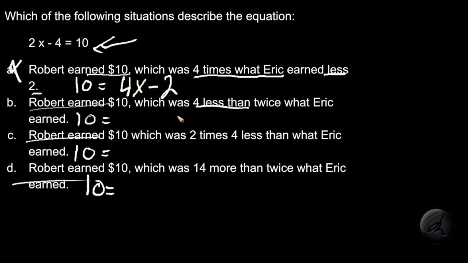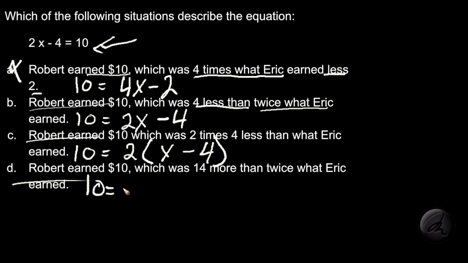Okay, Robert earned $10, which was 4 less than, so that tells me my 4 goes outside in the minus 4. Twice what Eric earned. So 2 times Eric. So 10 equals 2x minus 4. 2x minus 4 equals 10. Nope, that doesn't match it quite right. Okay, C, Robert earned $10, which was 2 times 4 less than what Eric earned. So 2 times x minus 4, nope.